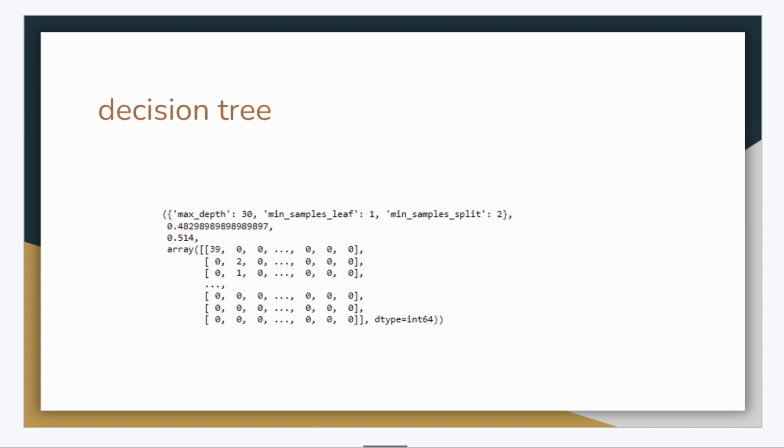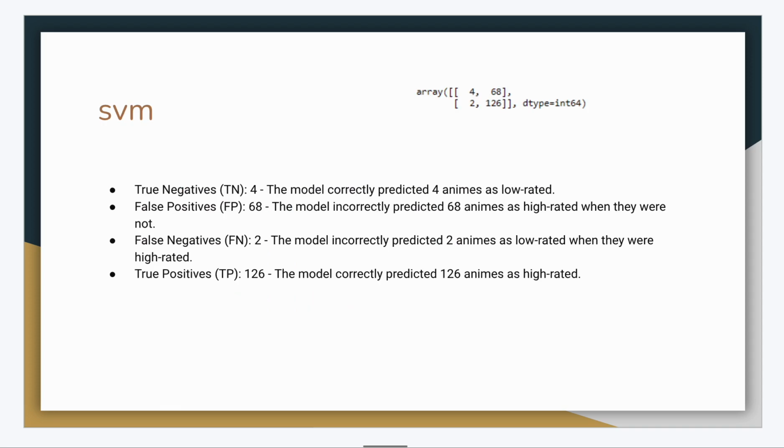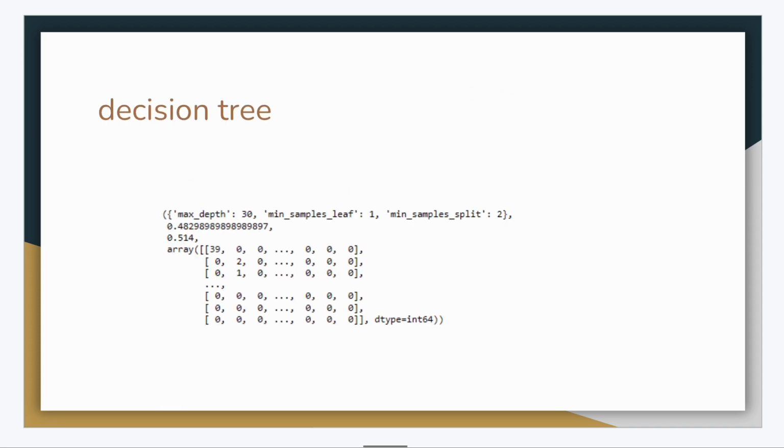So this is the confusion matrix for the model. You can see that compared to logistic regression, the accuracy dropped significantly.